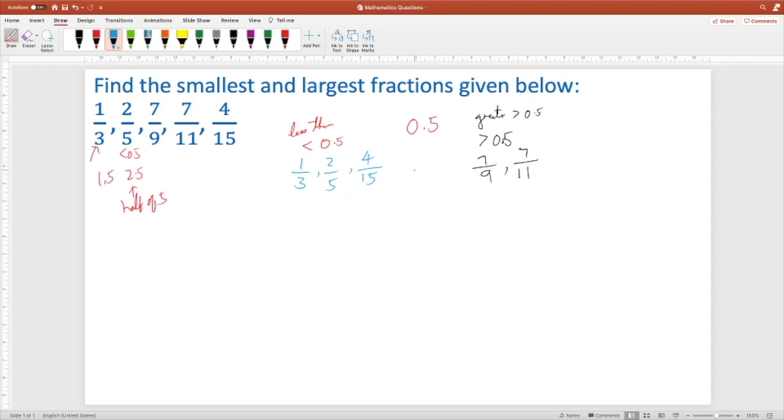Okay. And now I'm going to figure out the largest fraction here. Let's take a look. How do we do that? Watermelon, I want to ask you, if I want to find the largest fraction, should I focus on this group or this group? The one with the 2 fractions. Okay, the one with 2 fractions. That means the one greater than 0.5. Yes. Okay, good.